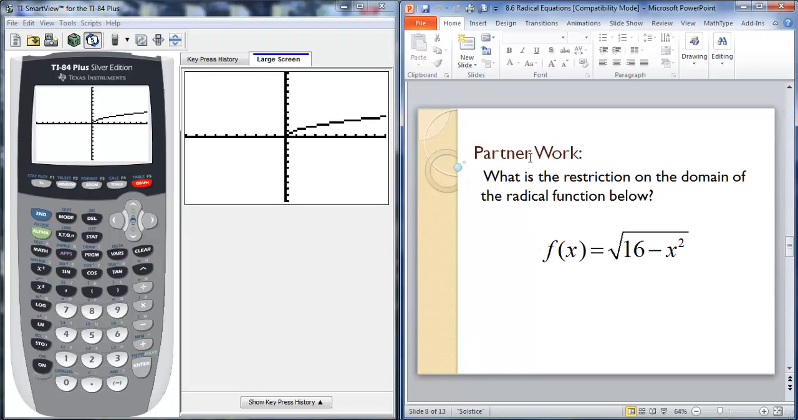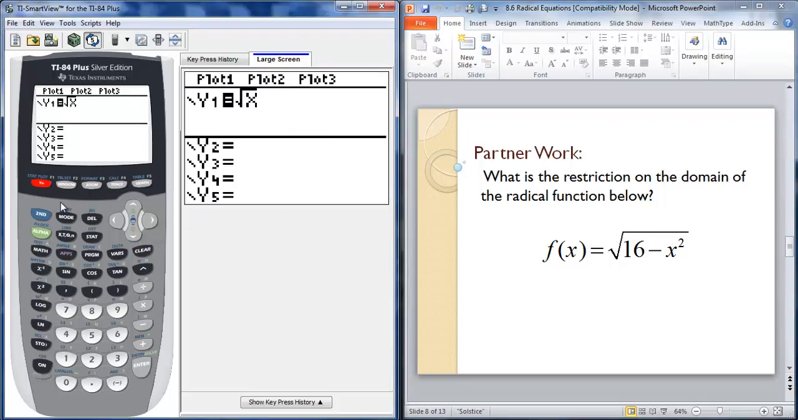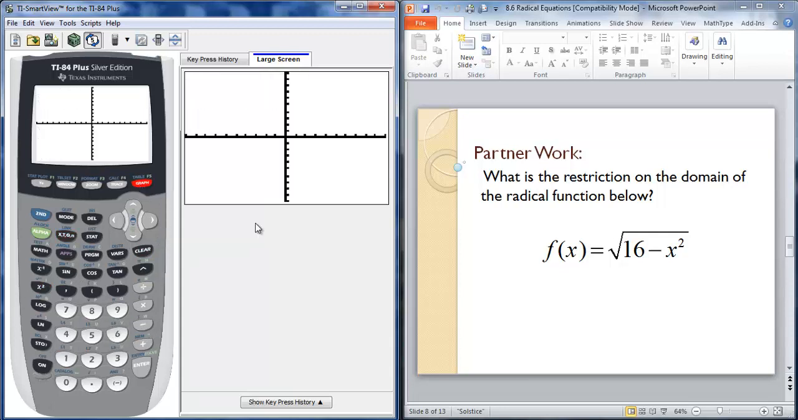Now, one of the other problems that we did was this one. We talked about finding the domain and range by graphing it. And so I wanted you guys to work with your calculators and actually look at the two graphs. What we did here in the actual screencast is we graphed 16 minus x squared and ignored the radical and graphed it.